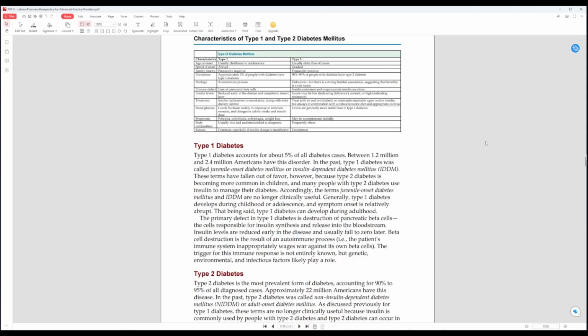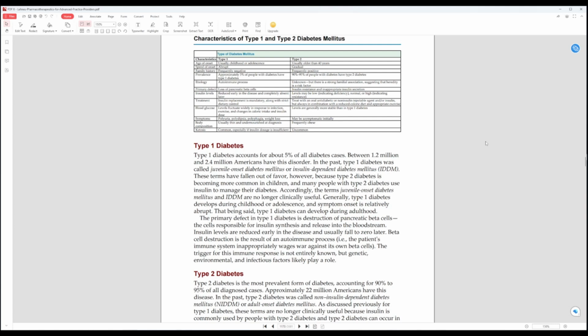Type 1 diabetes accounts for about 5% of all diabetes cases. Between 1.2 and 2.4 million Americans have this disorder. In the past, type 1 diabetes was called juvenile onset diabetes mellitus or insulin-dependent diabetes mellitus. These terms have fallen out of favor, however, because type 2 diabetes is becoming a lot more common in children, and many people with type 2 diabetes use insulin to manage their diabetes. Accordingly, the terms juvenile onset diabetes mellitus and IDDM are no longer clinically useful.